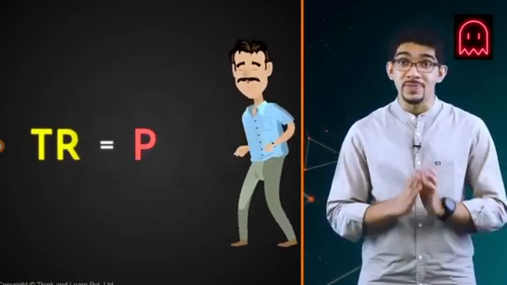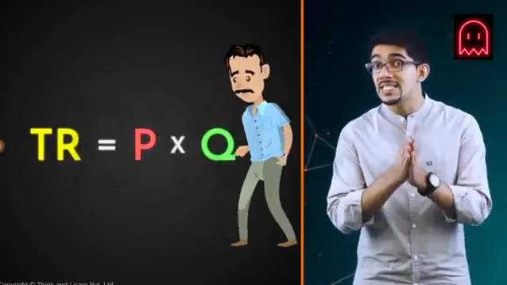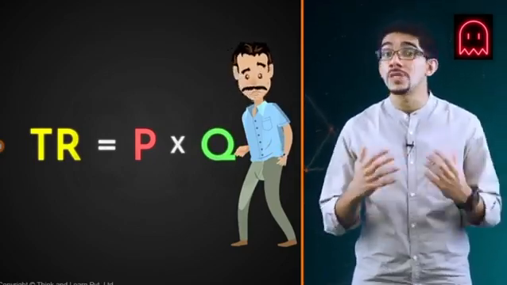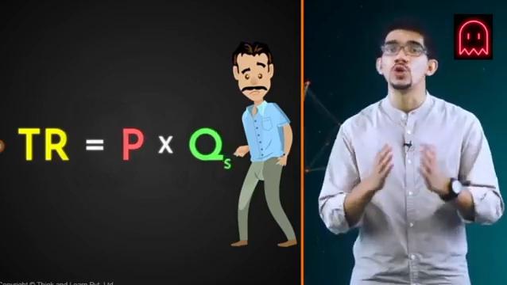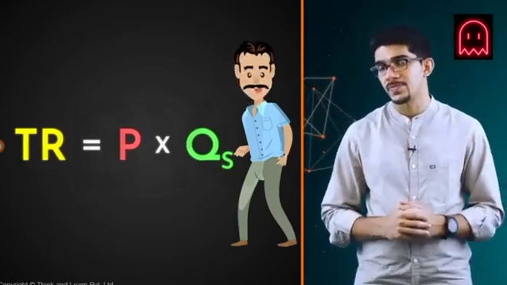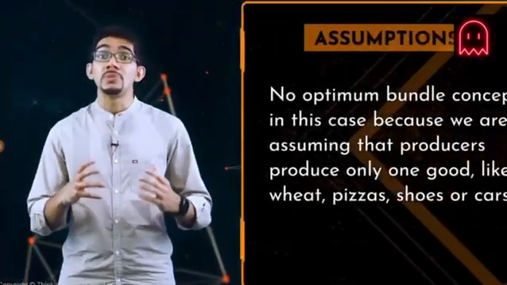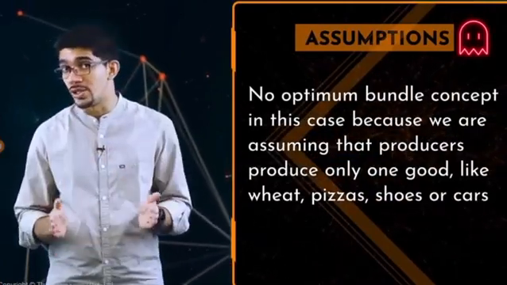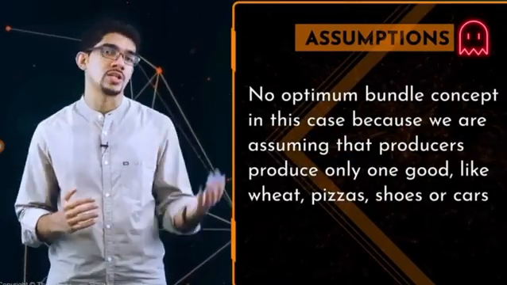So in revenue, which is made up of P × Q, they can't change the P. So they have to optimize on the Q side, right? That is, they have to come up with the optimum quantity to supply, that is QS. They will adjust their QS according to the price in the market. Note one thing here, no optimum bundle concept in this case, because we are assuming that producers produce only one good, like wheat, pizzas, shoes or cars. So what the producer actually tries to do is two things: minimize production costs and set the optimum quantity he should supply so as to command maximum revenue.